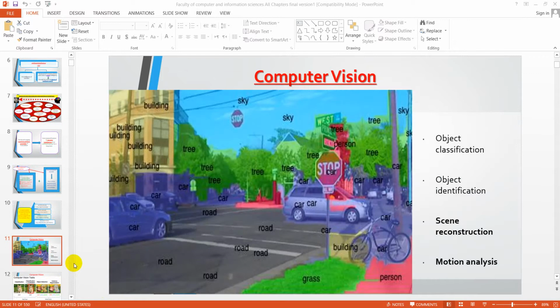Computer vision tasks may be with single object or multiple objects. They are like classification plus localization, object detection, instance segmentation, object identification, scene reconstruction, and motion analysis.